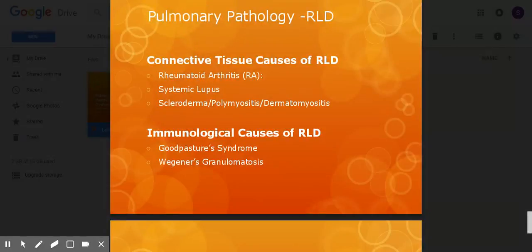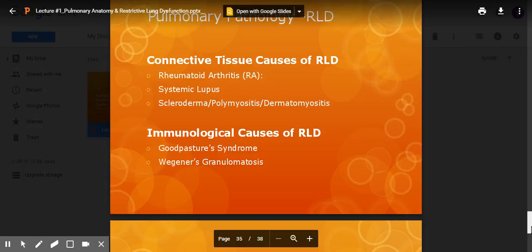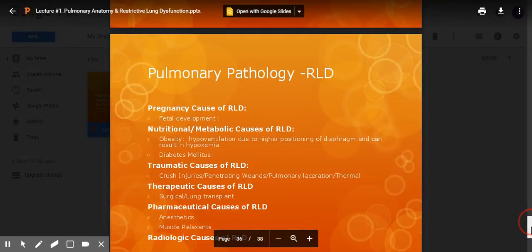The body doesn't know that this is going to result in decreased ventilation. The body just knows that it needs to scar and fix those areas where there's been hemorrhaging. But the end result is a loss of compliance and a loss of ventilatory capability.